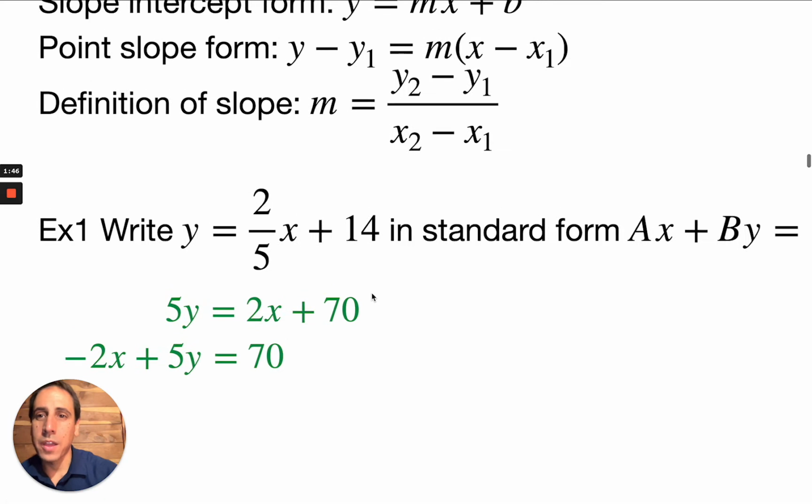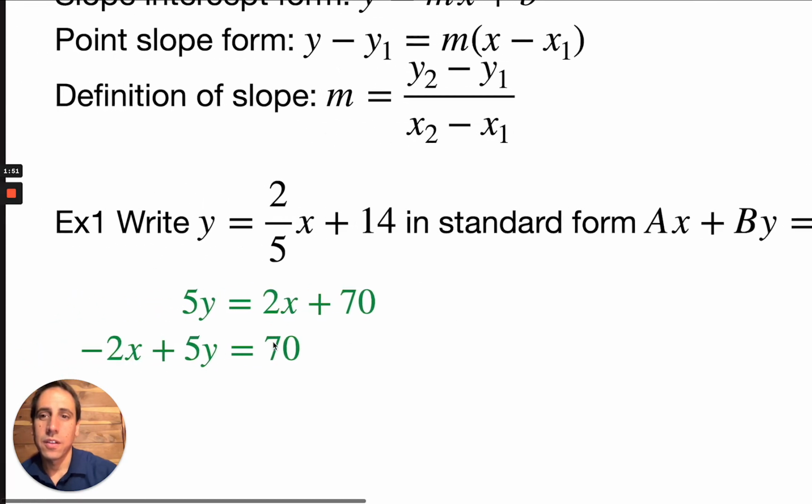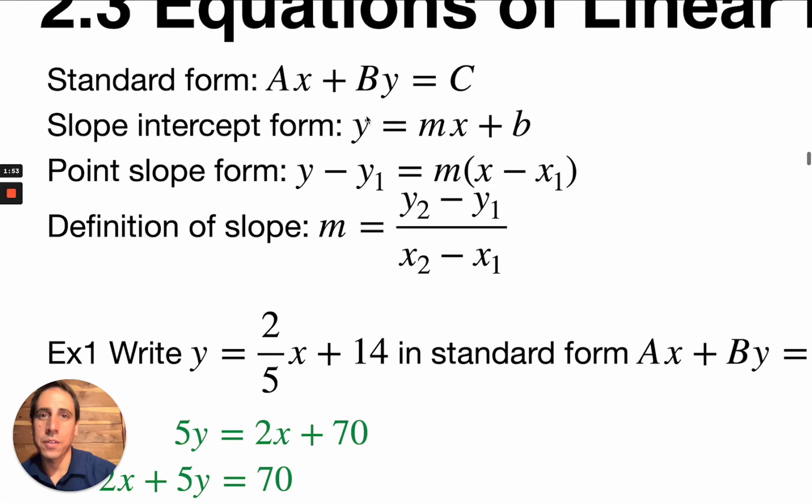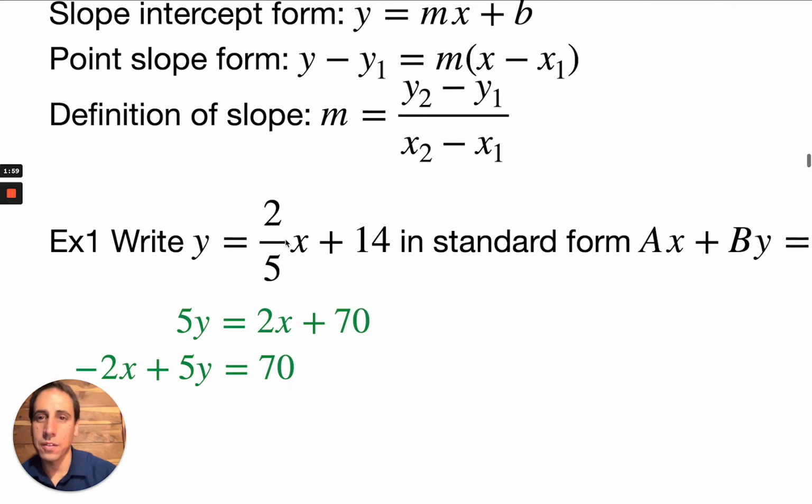Example 1: write y equals 2/5 x plus 14 in standard form. Standard form has got to have just a number on the right-hand side, with some number x plus some number y on the left-hand side. So we have to move the 2/5 x over to the other side. First step, I think, would be to clear the fraction. Honestly, anytime you can clear a fraction or a decimal, the problem gets way easier to think about. So let's multiply all the terms on both sides by 5. Why do that? So we can clear out the denominator here.